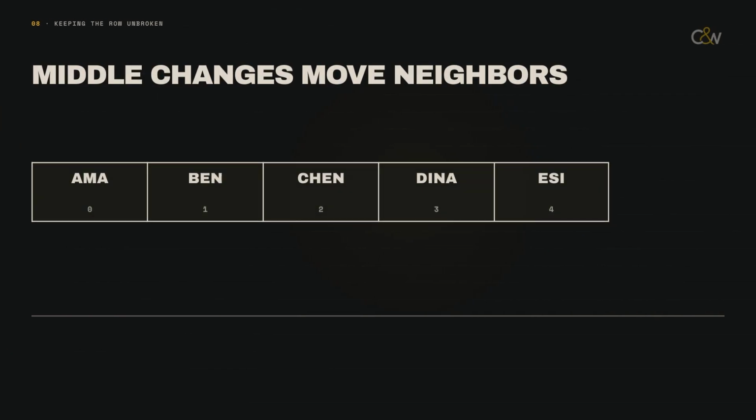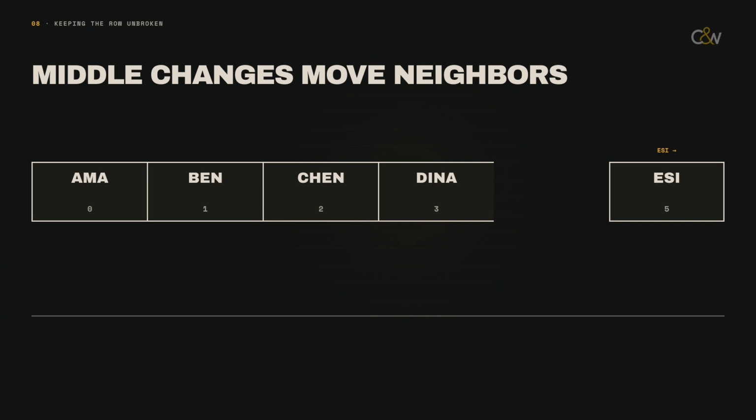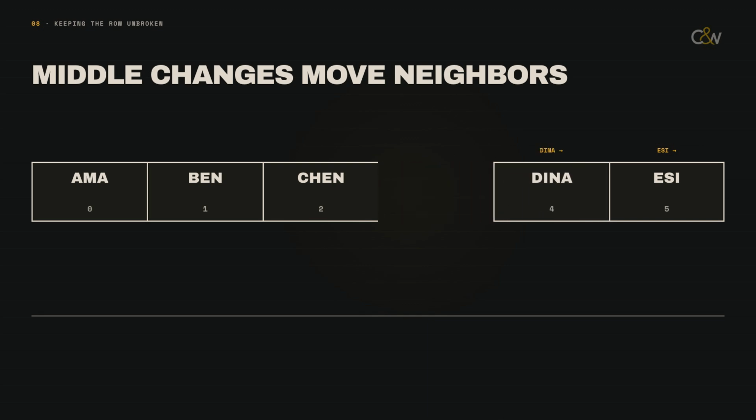Appending uses the next free position. Inserting in the middle is different. Suppose we insert Kojo at index 2 between Ben and Chen. Index 2 is already occupied, so we need to open a gap without losing anything. We begin at the end. Move Essie one position right, move Dina right, move Chen right. Now index 2 is free and Kojo can enter.